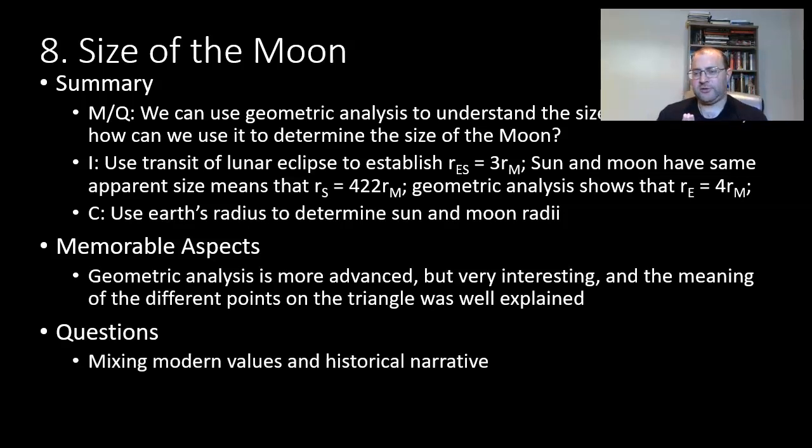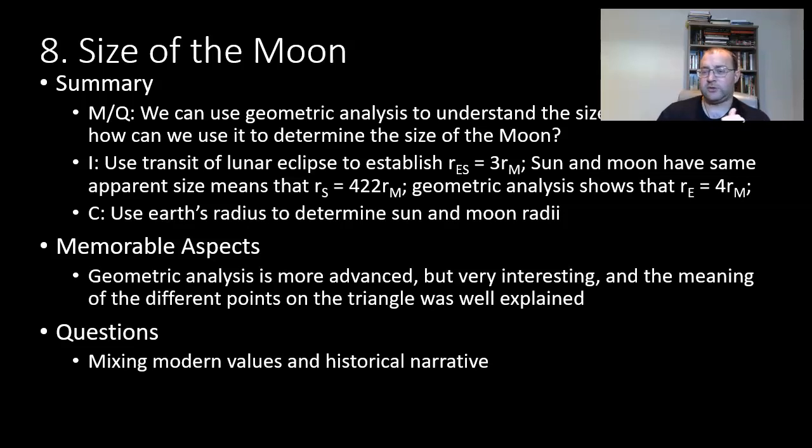Again, modern values in the historical narrative. Now, this probably qualifies as a critique. But the main problem I have, or the main question arising with it, is that the analysis done in the lecture required the use of this value of 422, the sun being 422 times larger than the moon. That wasn't available to the ancients. However, I do believe that they were able to get to the Earth being roughly 4 times the radius of the moon. I'm fairly certain Hipparchus was able to do that using a fairly similar method to this.